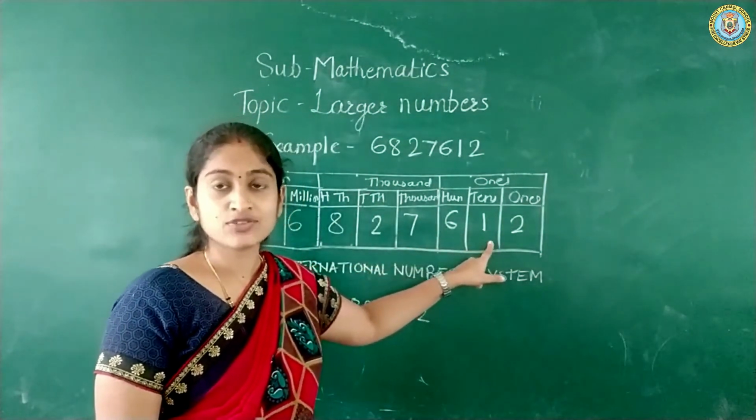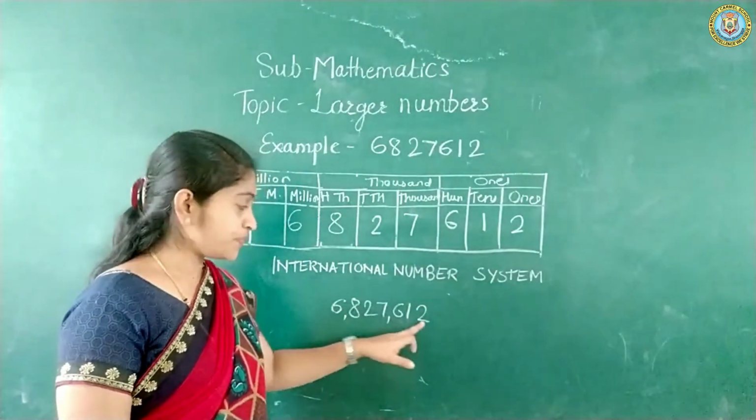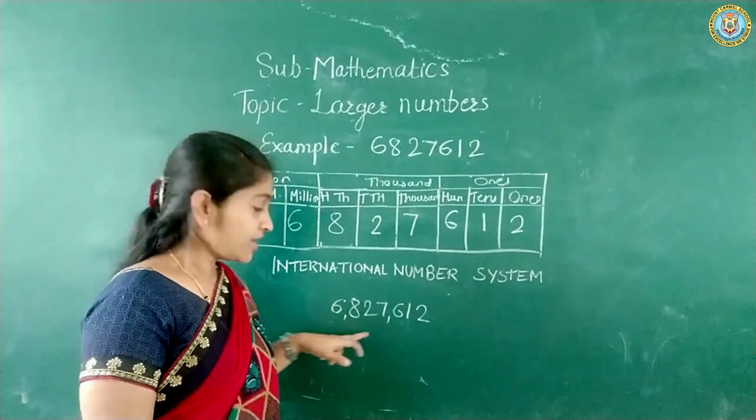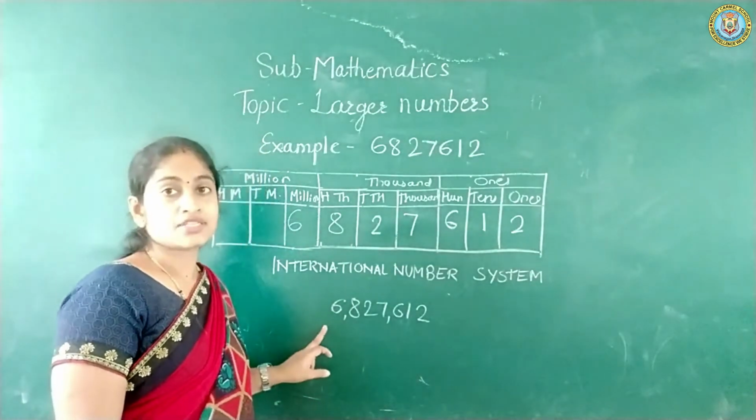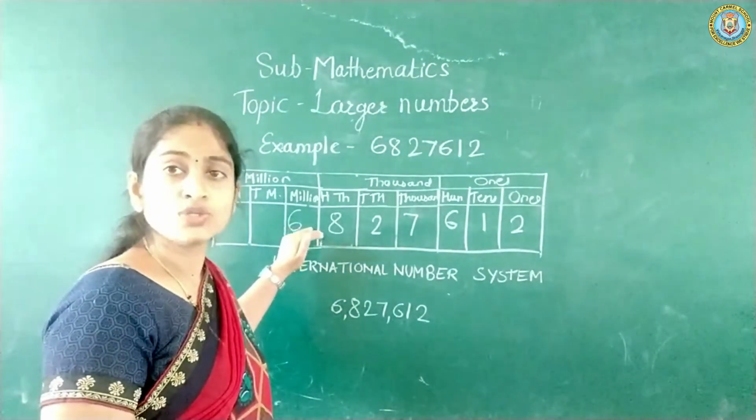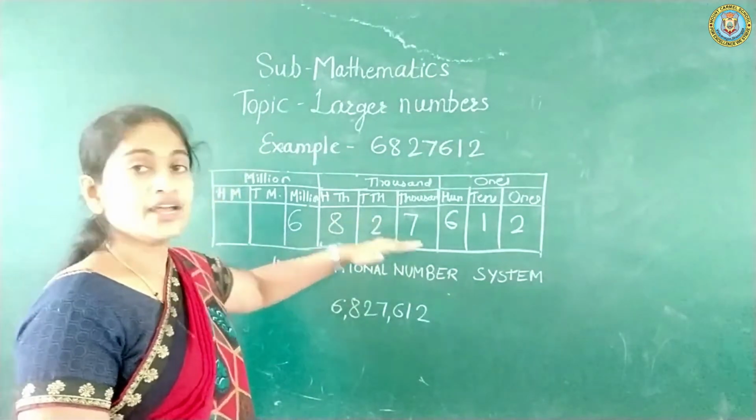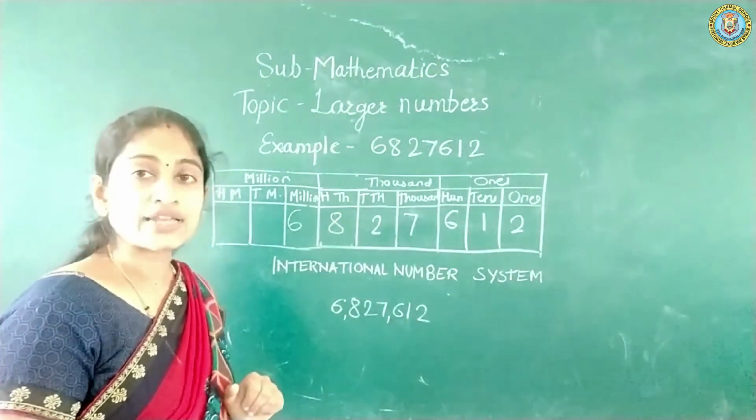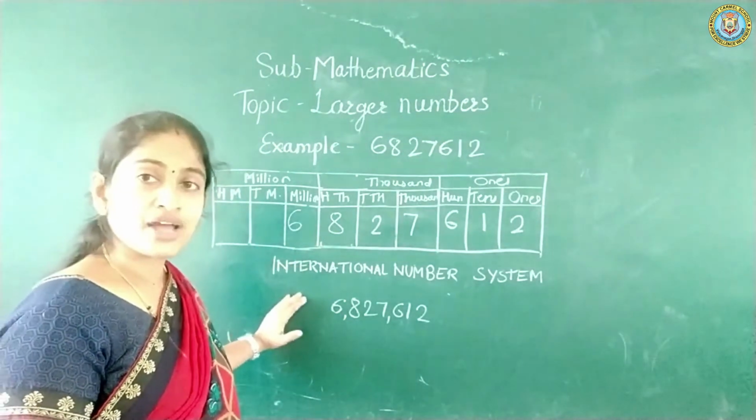6,827,612. Like this we have to read. And the comma should be after the hundred thousand place, then the million place. So after putting these values into the place value chart for the international number system, we can easily read the number and also we can easily write the number. Okay, how can you write this number now?